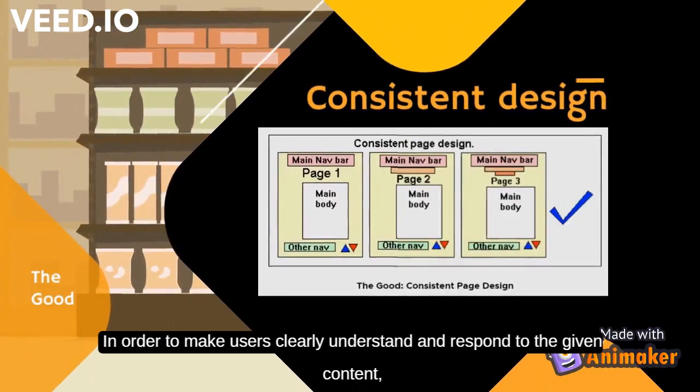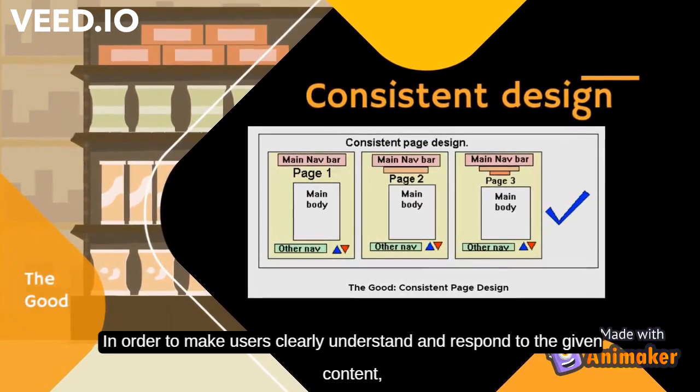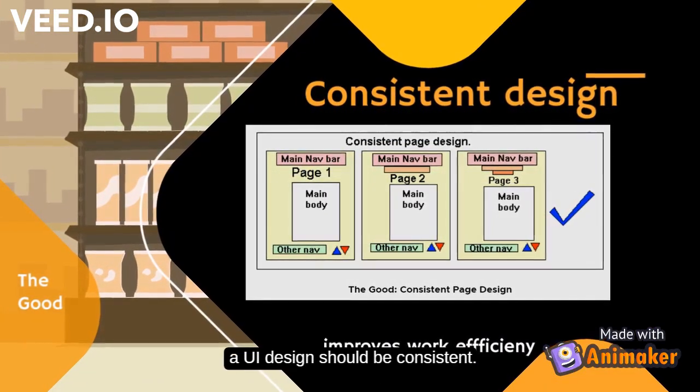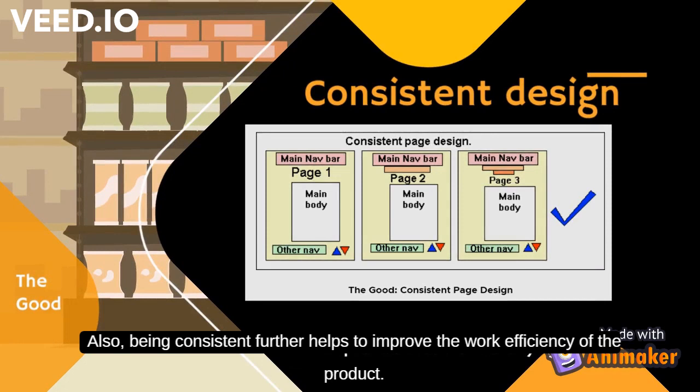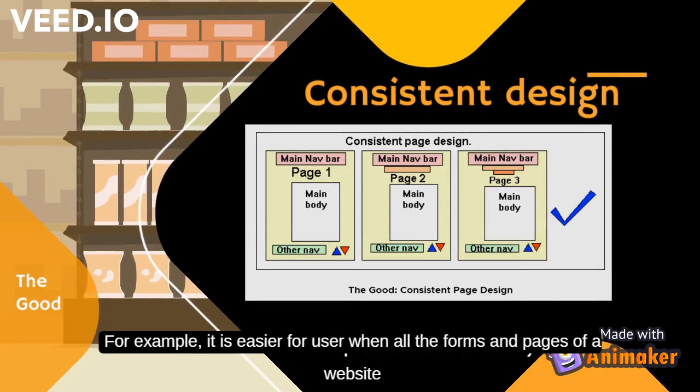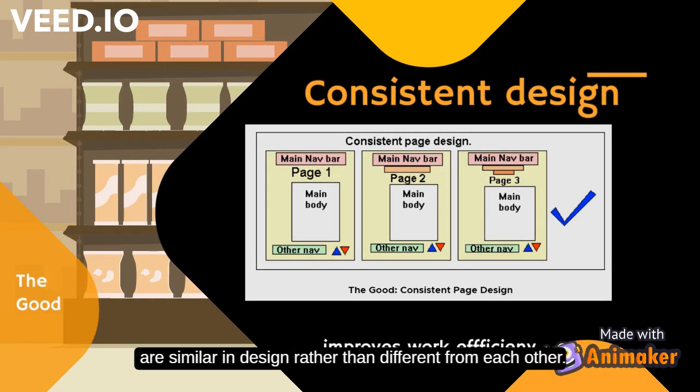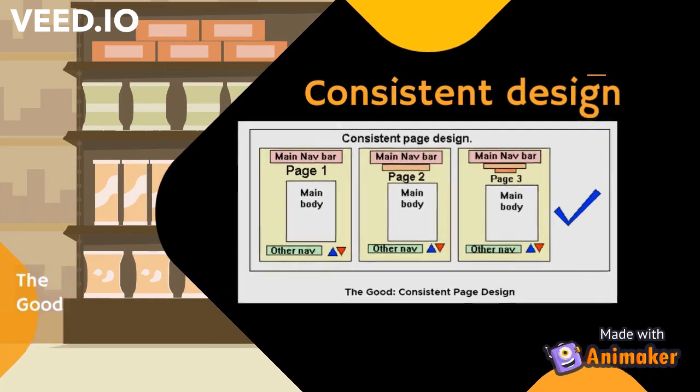In order to make users clearly understand and respond to the given content, a UI design should be consistent. Also, being consistent further helps to improve the work efficiency of a product. For example, it is easier for a user when all the forms and pages of a website are similar in design rather than different from each other.